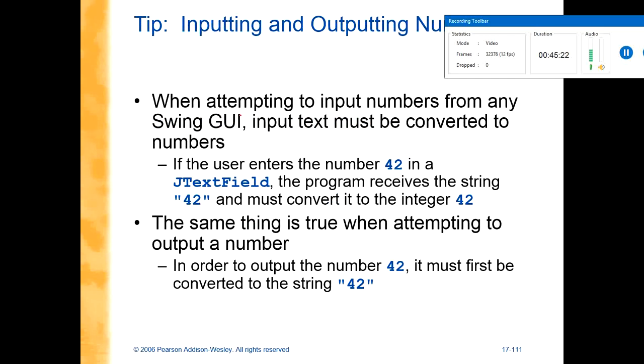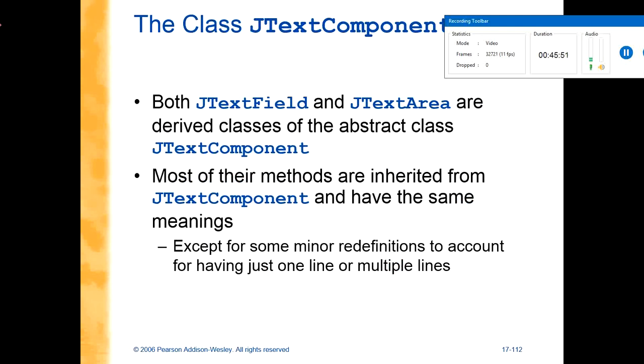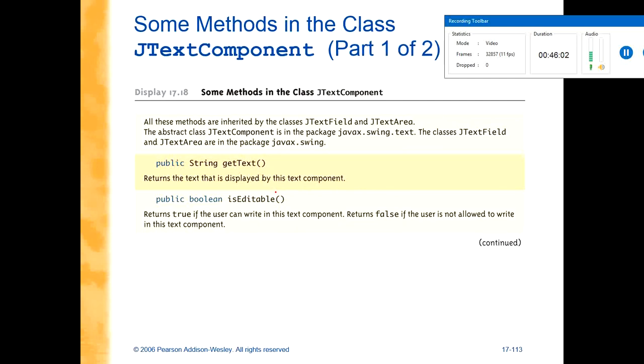Now input and output. When we attempt to input numbers from any Swing GUI, if the user enters the number 42, I have already explained that JTextField receives it as a string, so we need to convert it into a number. So we use the parseInt or parseDouble method, and the same thing is true when we are attempting to output a number. In order to display 42 as a number, it must be converted to a string. Both JTextField and JTextArea are derived classes of JTextComponent, and most of their methods are inherited from JTextComponent. That means they have almost the same methods.